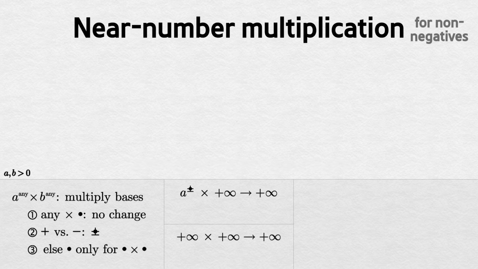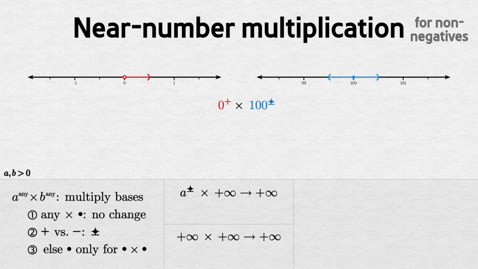Finally, we come to the other special positive near number for multiplication: 0 plus, which is most definitely not the same thing as the number 0. Let's look very carefully at 0 plus times 100 plus minus dot. Here are slices of the two factors. How small of products could we get?